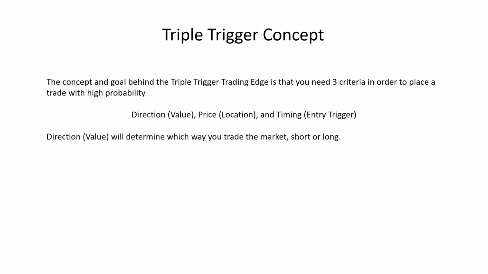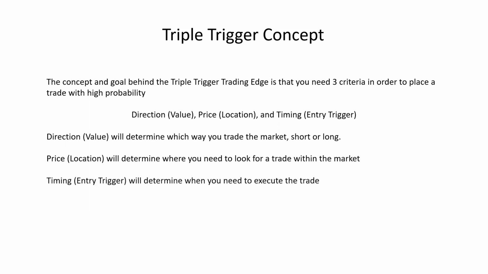Now, direction or value will determine which way you trade the market, short or long. Price or location will determine where you need to look for a trade within the market. And the timing entry trigger will determine when you need to execute the trade. The trade expectations of a triple trigger setup should be around 1 or 2 per day.